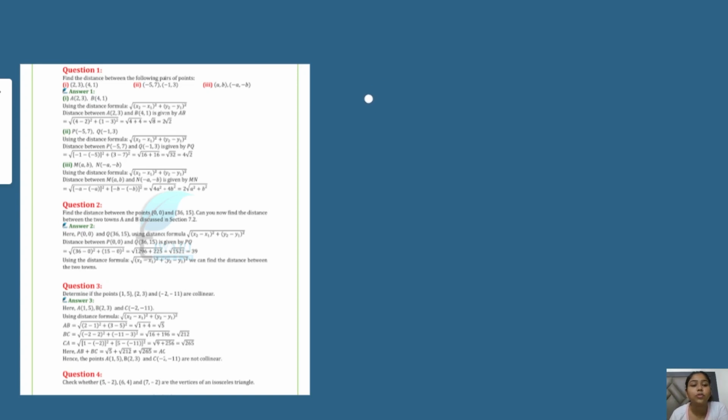Okay, so you just have to practice maths more and more you can. Find the distance between the following points. Our two points are (2, 3) and (4, 1). Now what you will do is, first of all, write the distance formula like this.